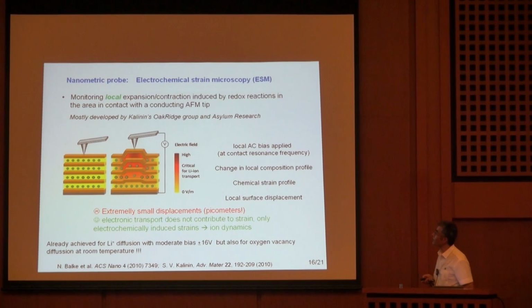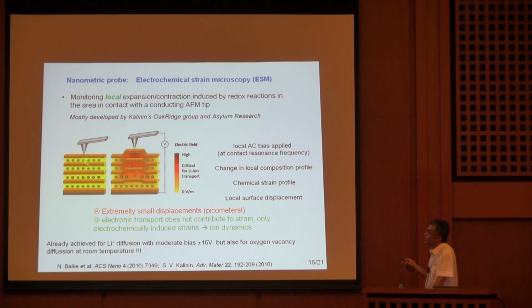And then I come to the last of the techniques that we are using, which, as I said, is electrochemical strain microscopy. It has been mainly developed by a group in the States, at Oak Ridge, and also in combination with some AFM producers. It consists of an AFM tip, which is a conducting tip, in contact with the material that we want to study. A voltage is applied to this tip, an AC voltage at a high frequency, so you can induce an electric field very locally under the tip.